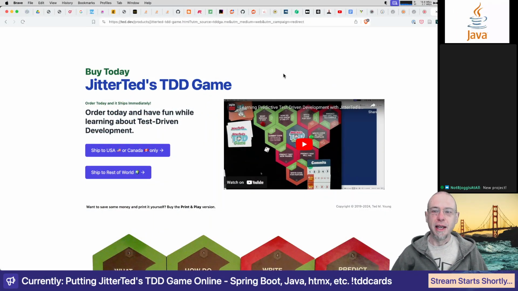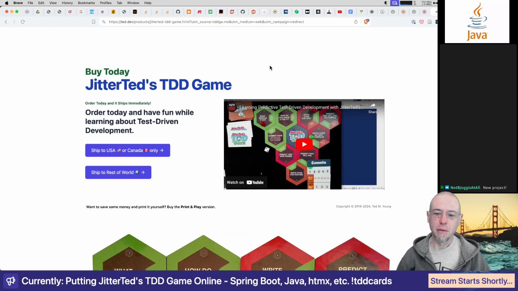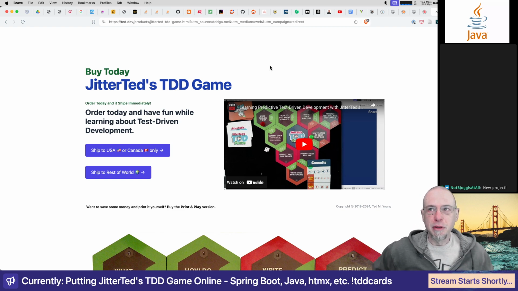And let's see, where's the button? There it is. And TDD, the JitterTed's TDD game is a physical board game that I've been shipping for a while.